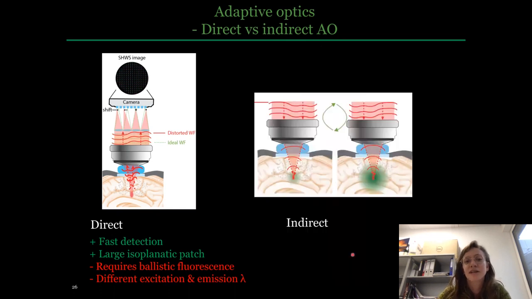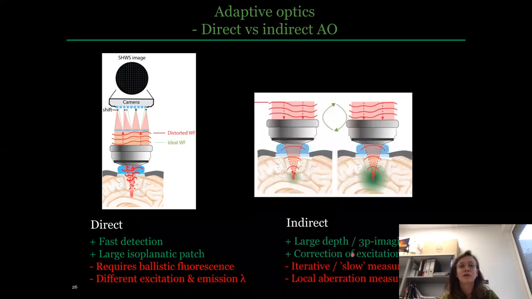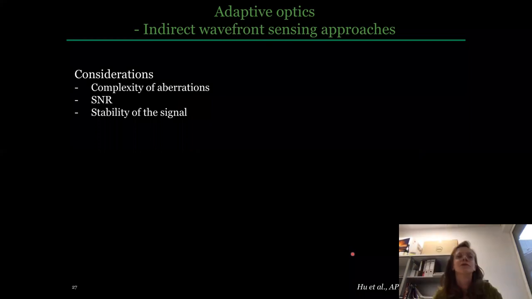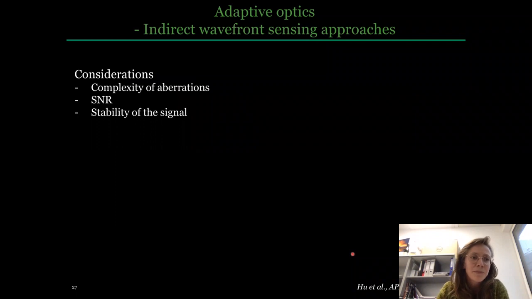Indirect strategies are the preferred option because there you really take advantage of the increased imaging depths in three-photon excitation, and you correct for the aberrations of your excitation light. But of course, the disadvantage is that, as it is an iterative approach, it's rather slow. And aberrations are measured really locally, which can potentially yield smaller isoplanatic patches. So we implemented an indirect wavefront sensing approach because we really wanted to push aberration correction with respect to depth.